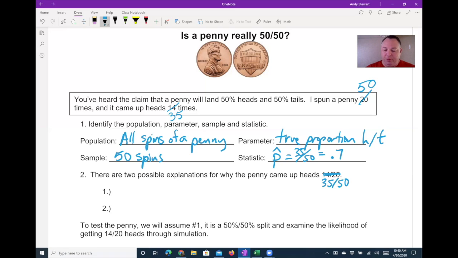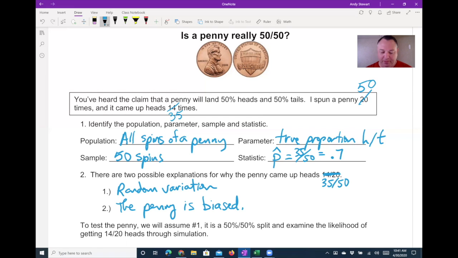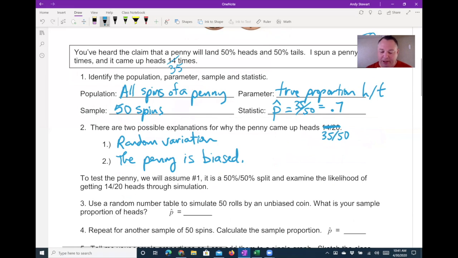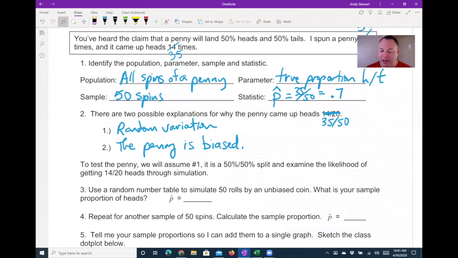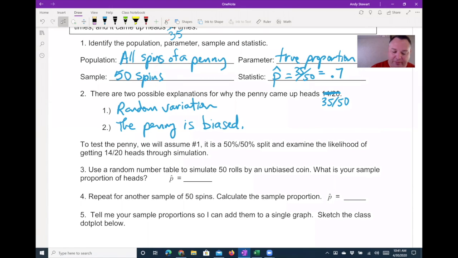So there's two reasons why the penny would come up 70%. Either it's just random variation. You could call it luck, bad luck, good luck, whatever. The second possibility is that the penny is biased, and maybe it's biased because one side is heavier than another, and when it's spinning, it tends to fall toward the side that's heavier. Okay, to test the penny, we're going to assume it is a 50-50 penny, and we're going to look at the likelihood of not 14 out of 20, but 35 out of 50.